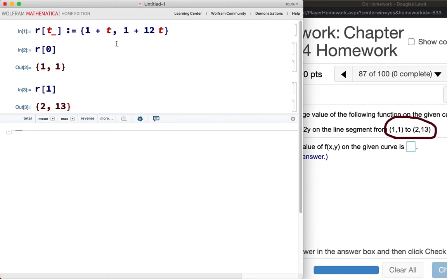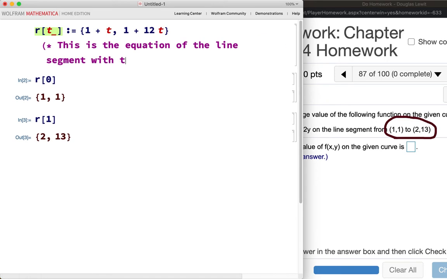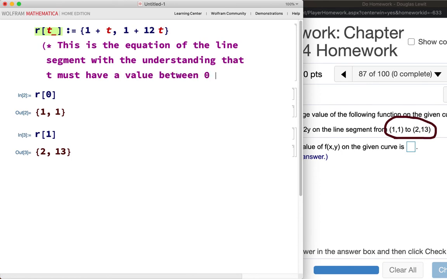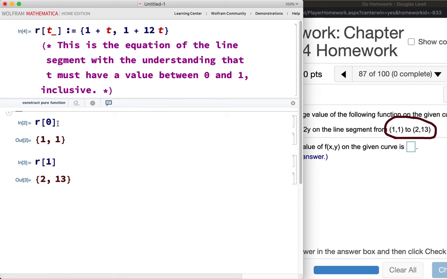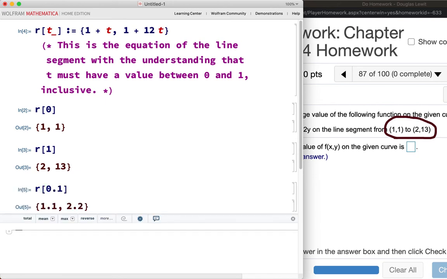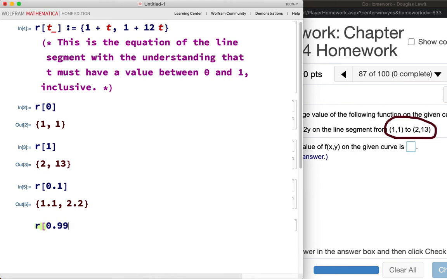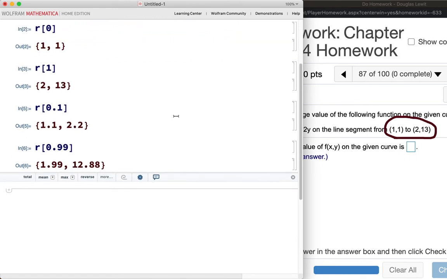So this is the equation of the line segment with the understanding that t must have a value between 0 and 1 inclusive. Okay, so t could be 0, t could be 1, t could be 0.1, t could be 0.99, okay, but t must have a value between 0 and 1, because otherwise this equation is not true. Okay, so that looks pretty good.